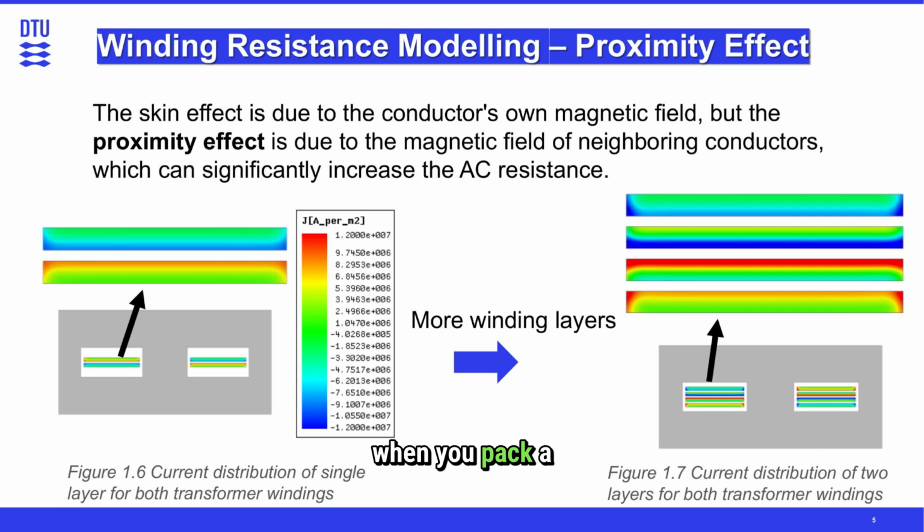This gets especially bad when you pack a lot of winding layers tightly together, exactly what the finite element simulation in figure 1.7 shows. The stronger color means higher current density in the conductors.